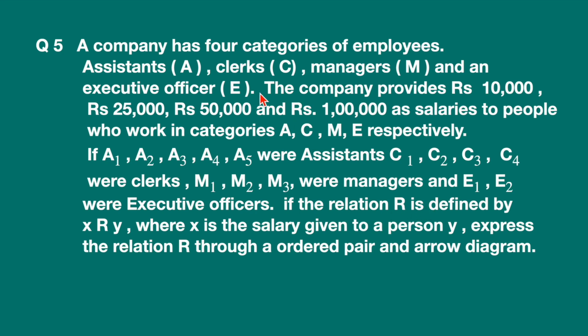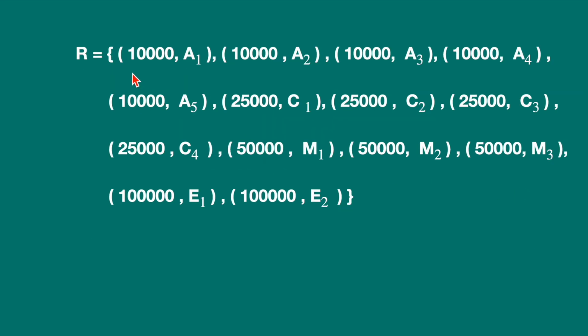So here in this company you can see that there are assistants, clerks, managers and executive officers. And they've given the names of the assistants also: A1, A2, A3, A4, A5. These are the assistants, these are the clerks. And then we know the salary also: for assistants 10,000, clerks 25,000, managers 50,000, and for executives 1 lakh. So to write this in the roster form is like this.